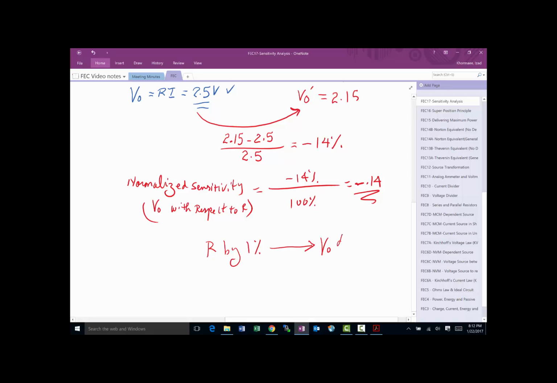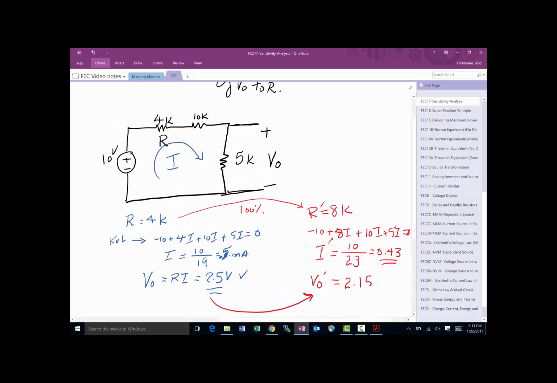then V out will drop by 0.14. So if I increase this by that much, that will go down by that much. You have to remember, all of these are percentages because we have normalized it. It's not 1 ohm equal to 1 volt, but a 1% change in R equal to minus 0.14% of the other one. So this is, in a nutshell, sensitivity analysis.